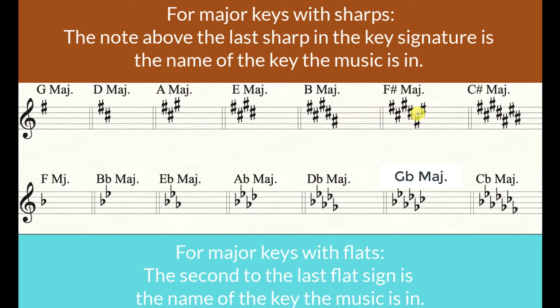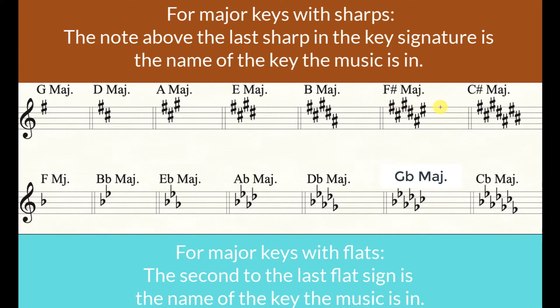The next one is a little bit tricky. Be a little bit careful. 1, 2, 3, 4, 5, 6. There are 6 sharps. Now this sharp is E sharp. So the note above the E is F. Don't forget this F is already an F sharp.